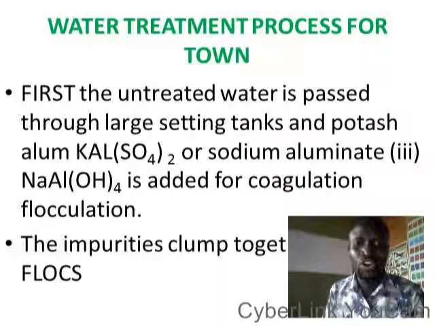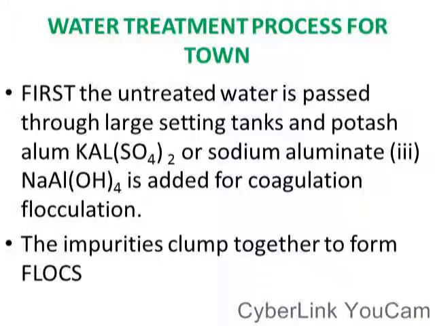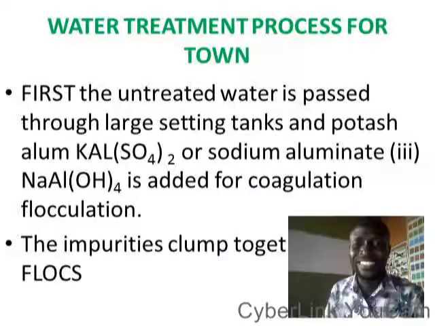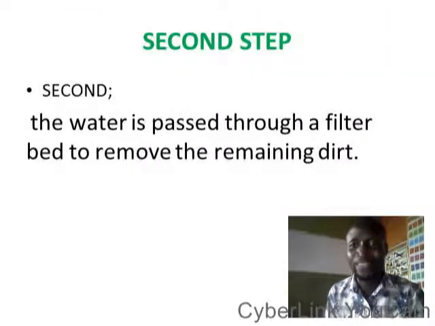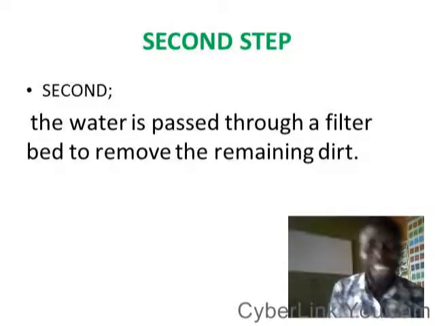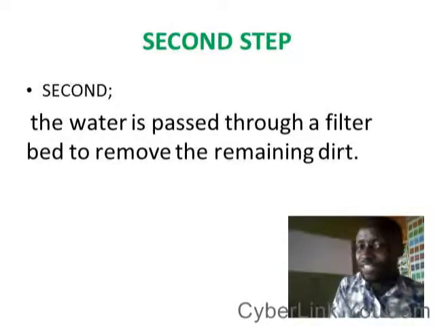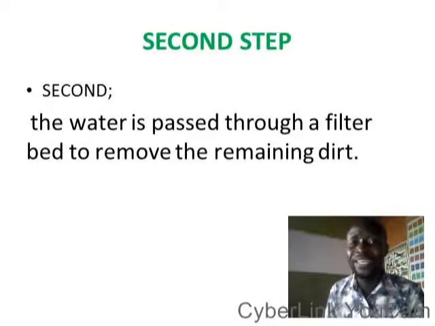Now let's go on to see. The impurities clump together to form floc. Floc are impurities. They clump together, they pack themselves together and form floc. Let's go to the next slide and see. The second step is that the water is passed through a filter bed to remove the remaining dirt. It must be filtered, so it will pass through the filter bed to remove the remaining dirt.